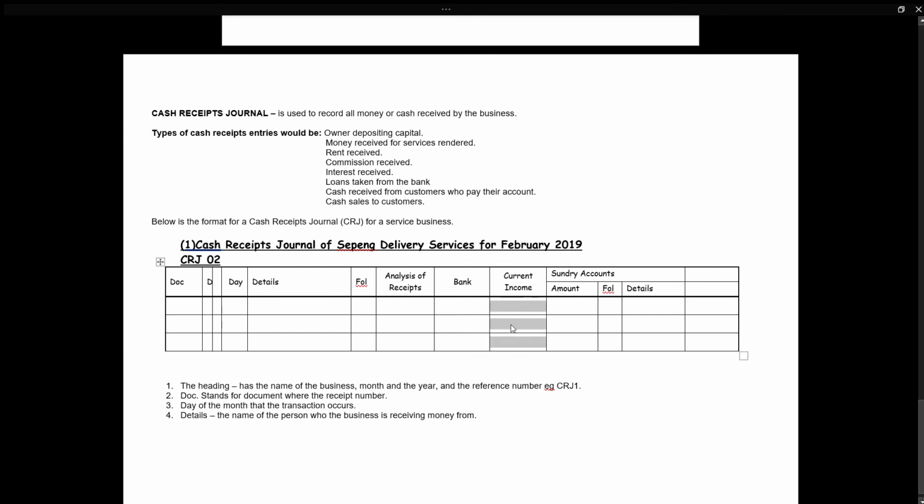Current income, whenever you provide a service to your customers, it will reflect in this account. And whenever you receive money, anything other than current income, it will be reflected in your sundry accounts.